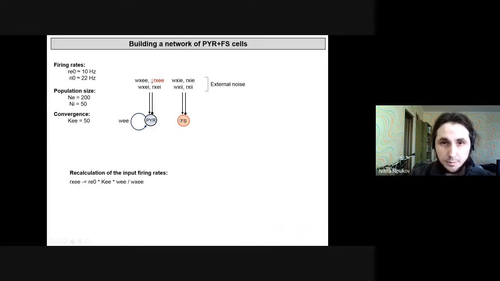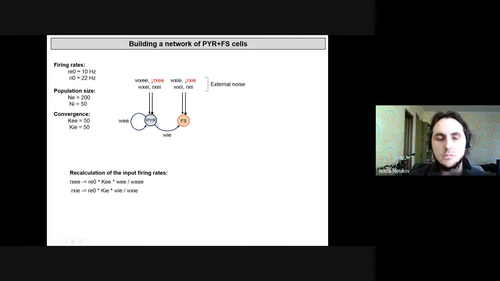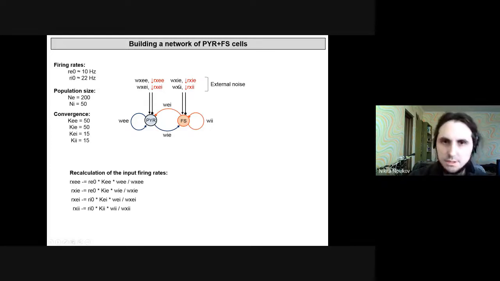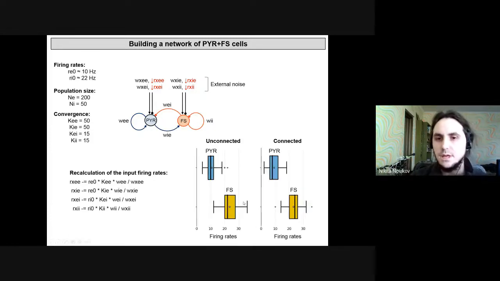Now I added a fast spiking population. I added new excitatory connections, decreased the corresponding external firing rate, added inhibitory connections, and decreased the corresponding external firing rates. So now we have these 4 expressions, which allow us to play with these 4 synaptic weights and automatically recalculate the external input, so we always have approximately the same firing rates. Yeah, this is the proof that the firing rates are unchanged.